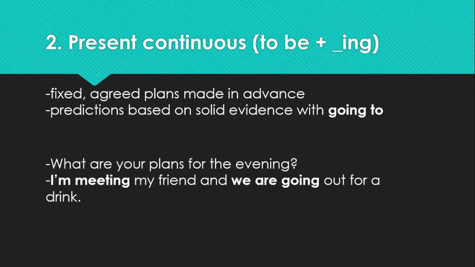What are your plans for the evening? I'm meeting my friend and we're going out for a drink. We say I am meeting, we are going, present continuous, because it's a fixed plan and you have agreed it with your friend. It would sound strange in English to say I will meet my friend and we will go out for a drink, because it's your plan, it's not spontaneous and it's not a prediction, it's fixed.